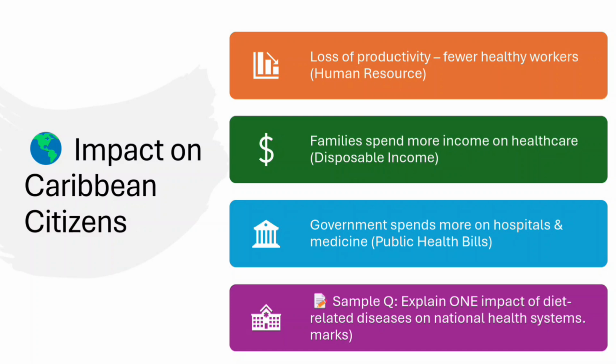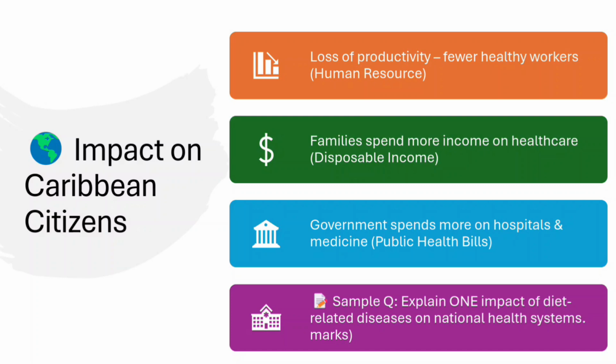right? Also, government spends more on hospitals and medicine, so public health bills. Now, you have an FNH fund in Jamaica. You have other type of insurance that is funded by the government in other Caribbean countries as it relates to helping the citizens to deal with lifestyle diseases, right? They have to spend more on medicine, they have to spend more on hospital machines, all of that stuff, right?